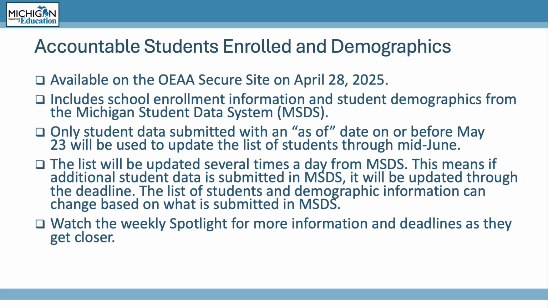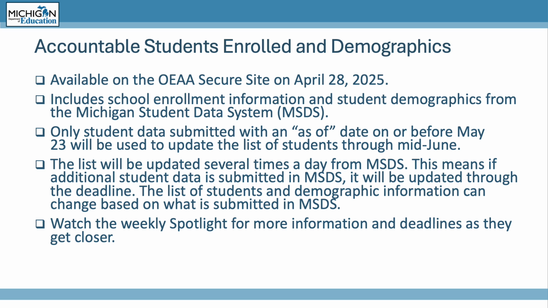Accountable Students Enrolled in Demographics is the screen in the OEAA secure site where you can look at the list of students who are expected to test for your school or district for your accountability ratings. The demographic information for students is also on this page. You need to go to the Accountable Students Enrolled in Demographics page to verify that the names and information are correct. This happens beginning April 28th.